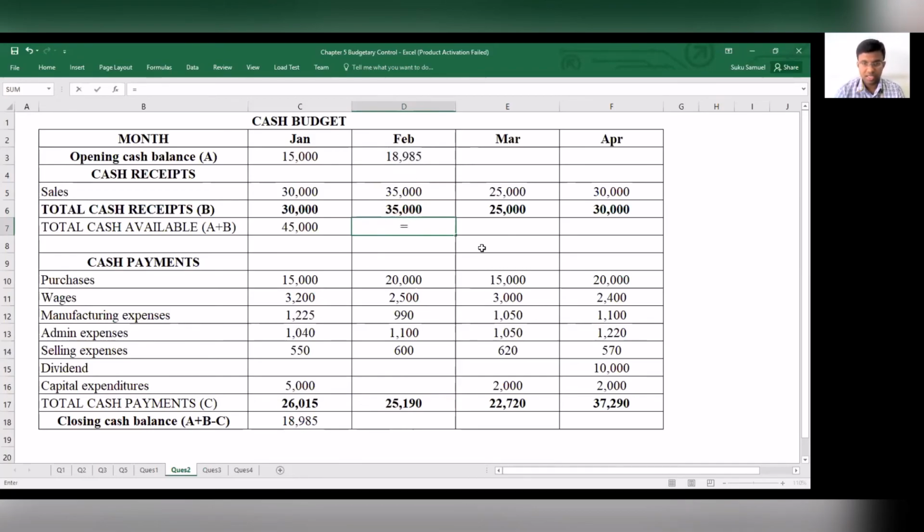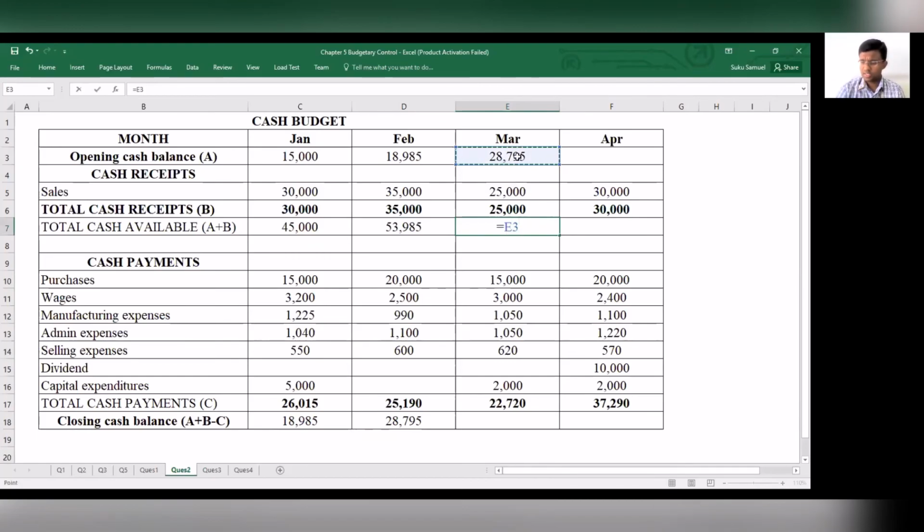So first, let's calculate the total cash available. This has been done, and this would be 53,985. 53,985 minus 25,190. This will be 28,795. Here, 28,795 is your opening balance for the month of March.